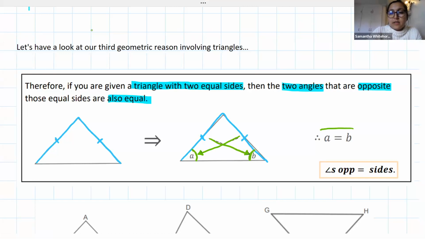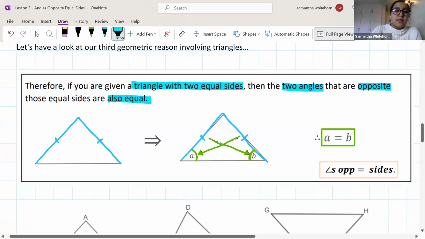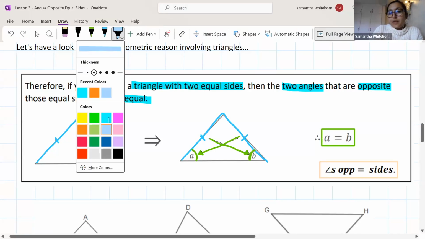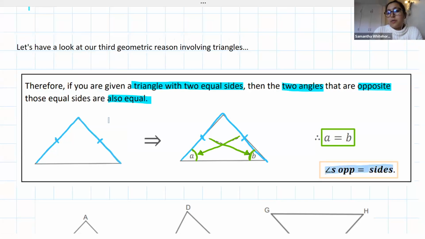So in this case, angle A would be equal to angle B, because they are the angles opposite the equal sides. And so our reason here is angles opposite equal sides. Very straightforward. It says exactly what it means. So anytime you are given a triangle with two equal sides, which is essentially an isosceles triangle, the angles opposite the equal sides are also equal.